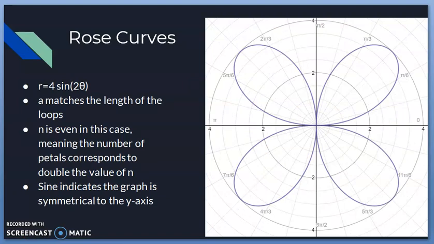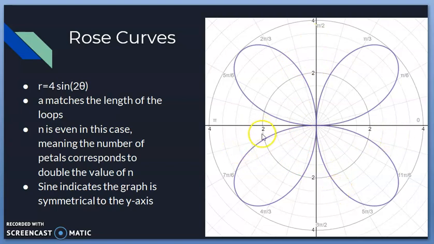So in this Rose curve, we have r equals 4 sine 2 theta. Again, a matches the length of the loops, so as we can see here, the loops go out to 4, the petals go out to 4. N is even in this case, so we have 2 theta in the parentheses here, meaning that we'll have double the value of n, so n is 2, meaning we'll have 4 petals. And sine indicates that the graph is symmetrical to the y-axis.